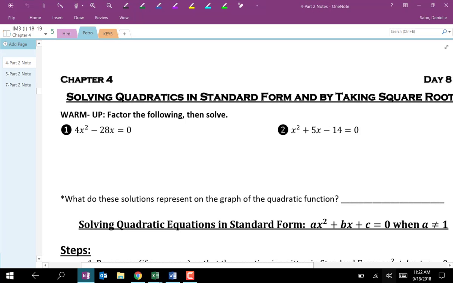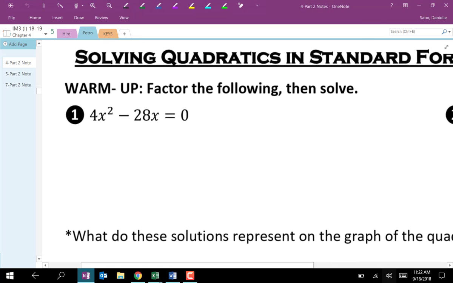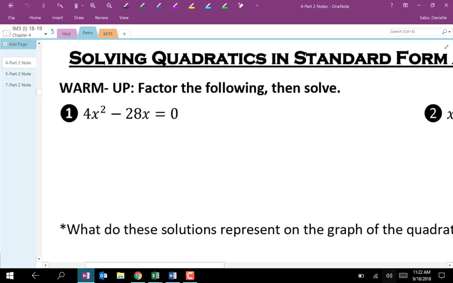Okay, so when we're warming up here, we want to factor the following, then solve. So here, there's only two terms. I can print you guys a graphic organizer to help you out. If there's only two terms, the only thing that you can do is usually pull out a greatest common factor. Okay, there's another thing you can do, but we haven't learned it yet.